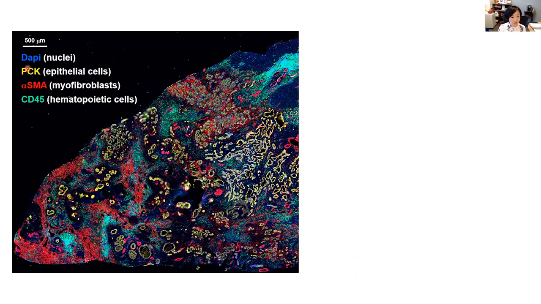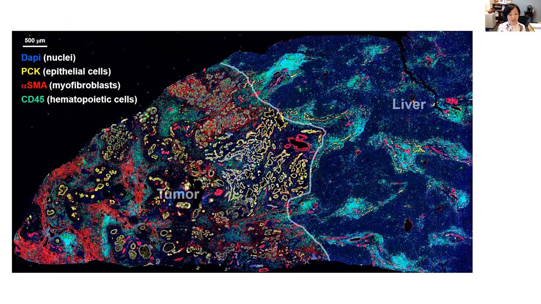So blue is DAPI, which stains nuclei. Yellow is pan-cytokeratin, which stains the epithelial cells, and smooth muscle actin is red, which is a marker for myofibroblasts, and the green is CD45, which is a marker for all hematopoietic cells. So just with these 4 markers, you can see what a cholangiocarcinoma tumor looks like. So these cells are organized, or disorganized, in a way that they have this really magnificent heterogeneity across different regions of the tumor.